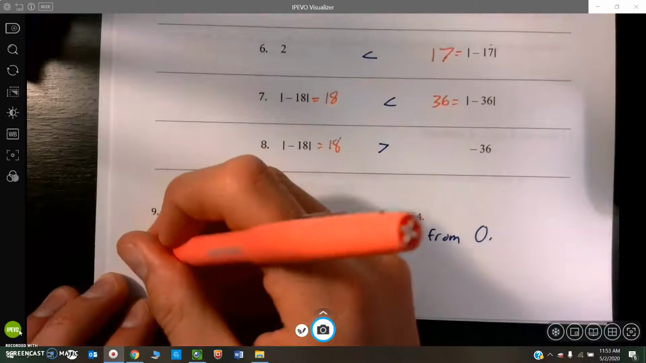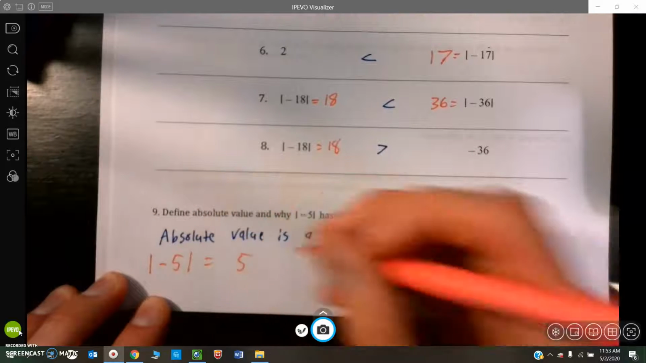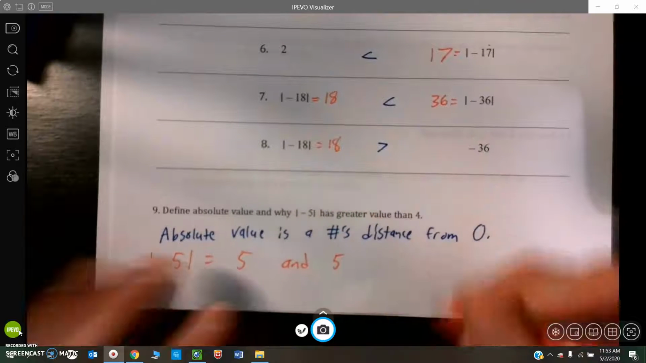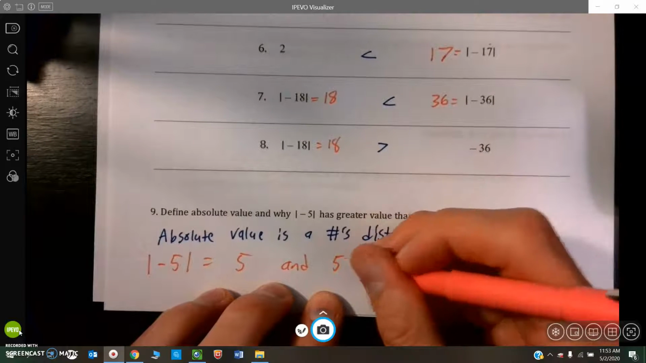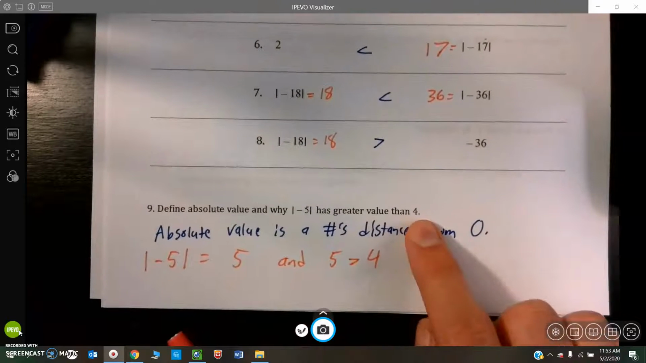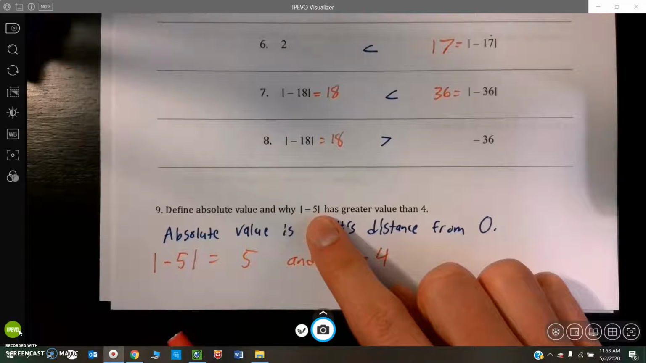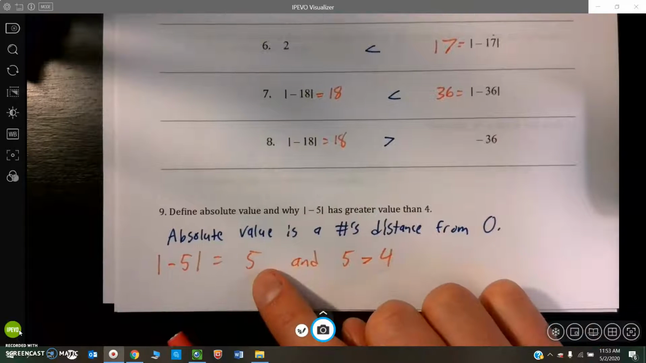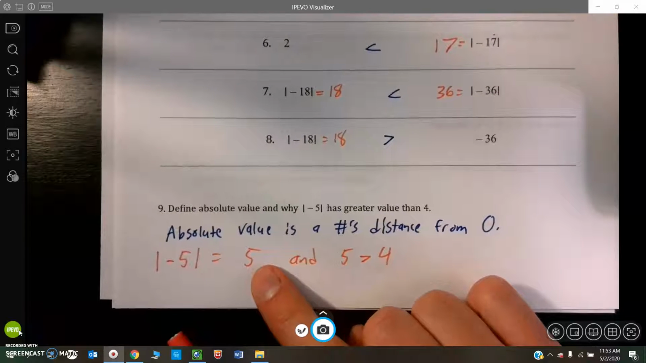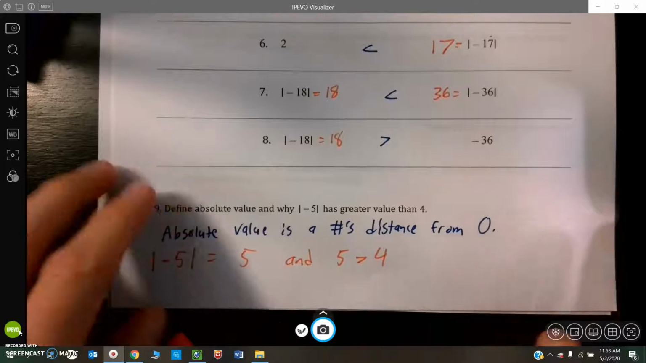And so the absolute value of negative 5 is actually 5. And we know that 5 is greater than 4. So the thing is, 4 is just the number 4. This is the number negative 5's distance from 0. So if we're talking about this number's distance from 0, its distance from 0 is actually positive 5. So its value is actually more than that of just plain old 4.